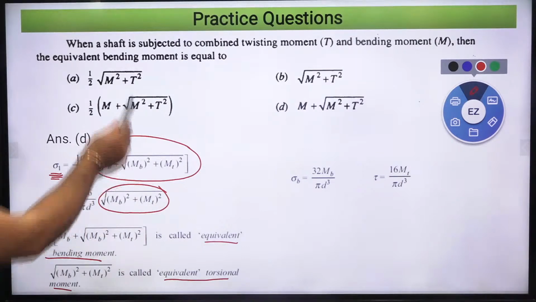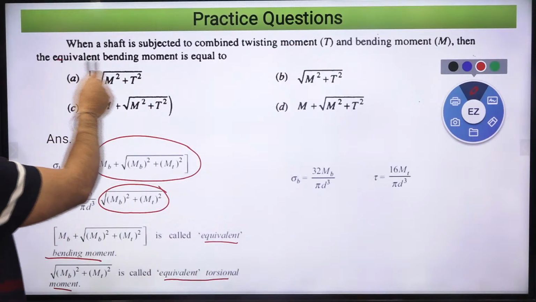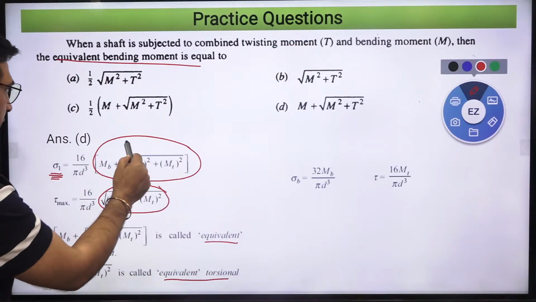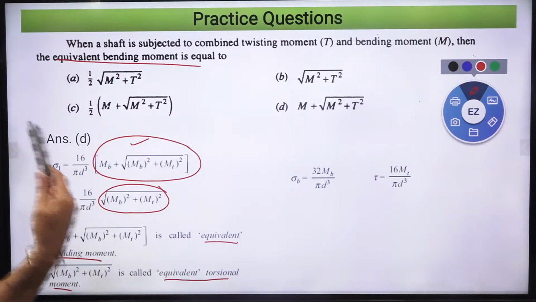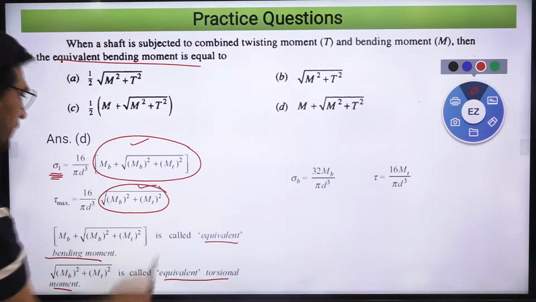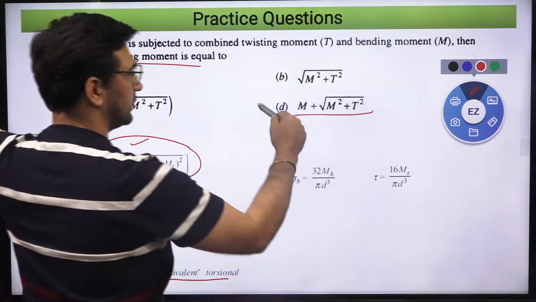So when a shaft is subjected to combined twisting and bending moment, M, the equivalent bending moment term is going to be this one. Had the question asked what the equivalent torsional moment is, your answer should have been this one. So you can check it from over here. I think this is going to be the answer, B.